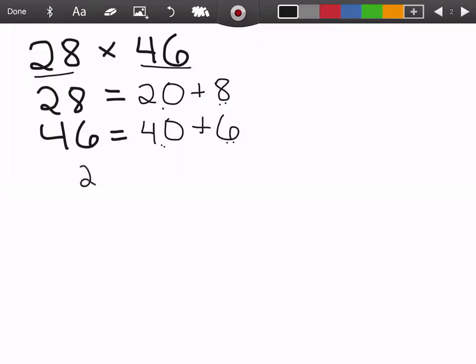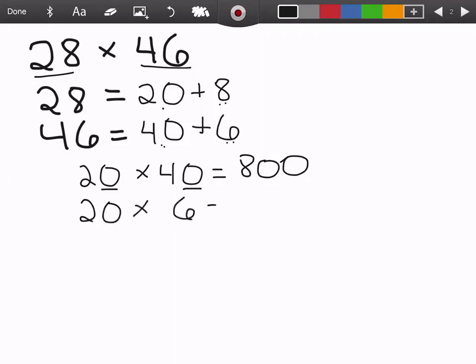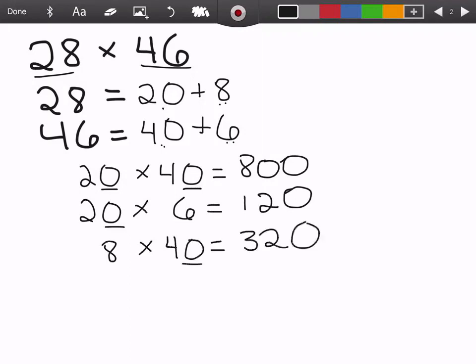So let's start with 20 times 40. That multiplication is pretty simple. 2 times 4 is 8, and then we have to add our 2 zeros to get 800. Now let's multiply 20 times 6. Again, pretty simple. 2 times 6 is 12, but we have to add our 0 to make it 120. Now let's multiply 8 times 40 and 8 times 6. So 8 times 40, well, 8 times 4 is 32. If we add in our 0, we get 320. And last but not least, 8 times 6 is just 48.